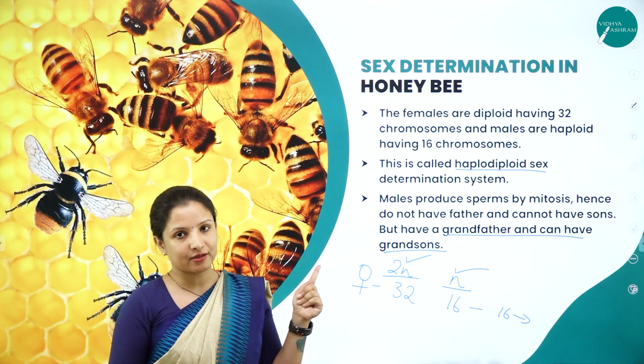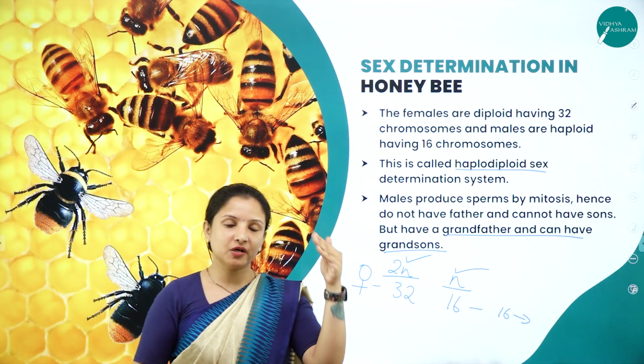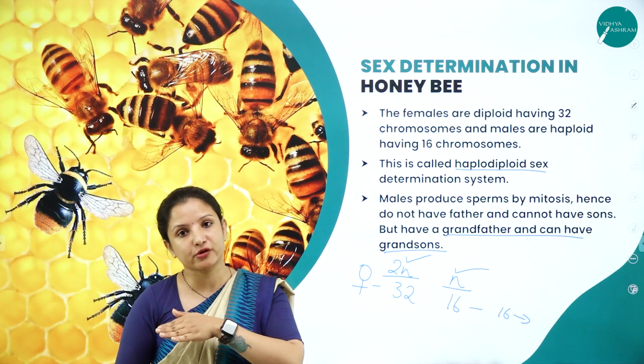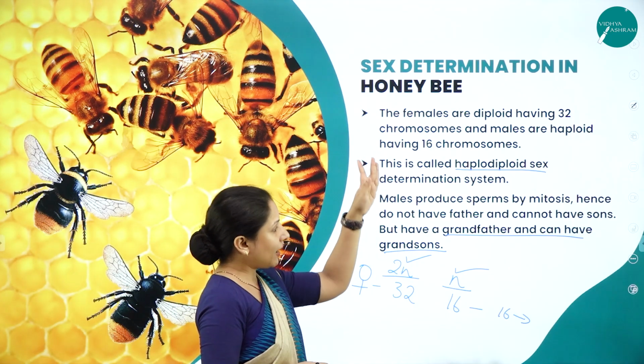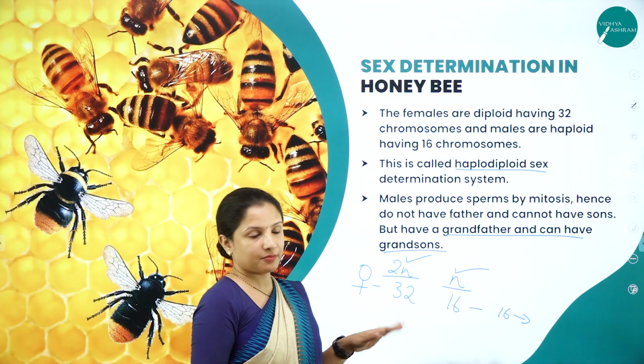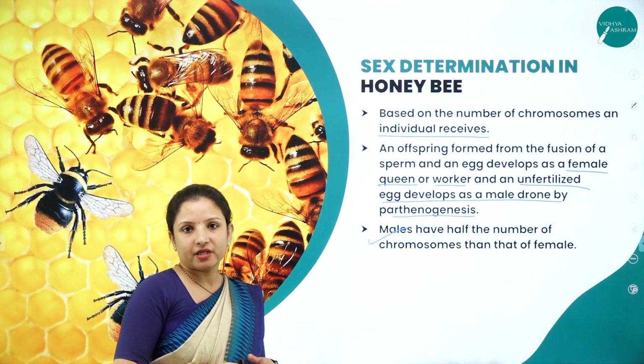So, if you see humans, that is the spermatogenesis process: first the spermatogonia will undergo mitosis and then they will undergo meiosis to produce the sperms. But here, up till the formation of the sperms, it is only mitosis that is taking place in the male honeybees.